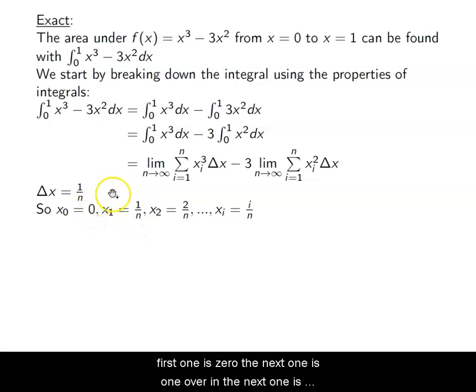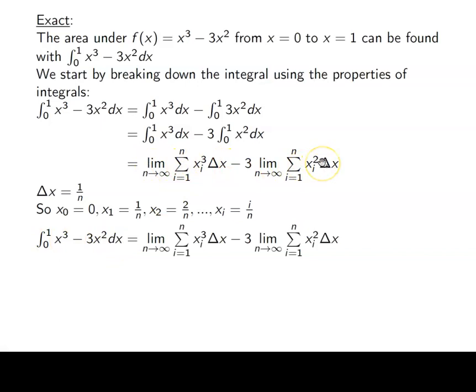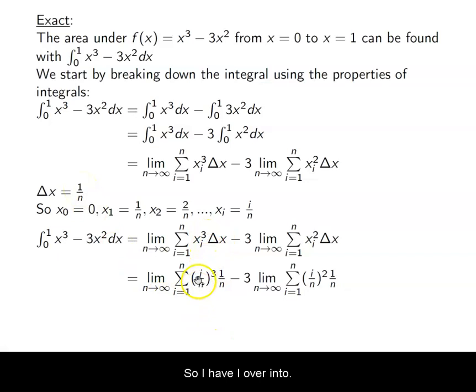So I followed the pattern. The first one is 0, the next one is 1 over n, the next one is 1 over n plus another 1 over n, so 2 over n, and then 3 over n and then 4 over n. The pattern is that each x sub i is i over n. So everywhere I see x sub i, I replace it with i over n, and everywhere I see delta x, I replace it with 1 over n. Okay, so I have i over n cubed, because x sub i is i over n. Delta x is 1 over n.